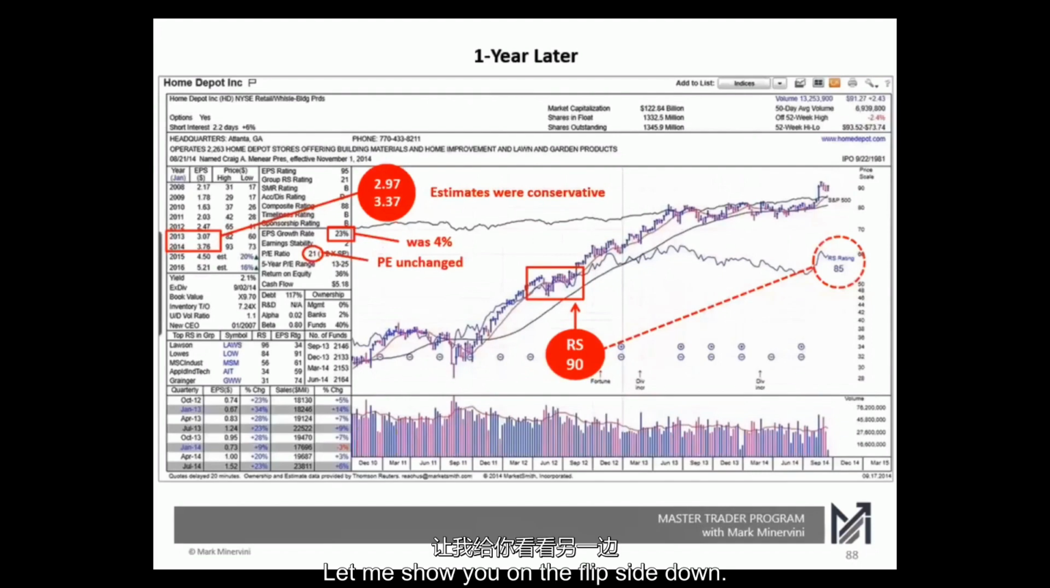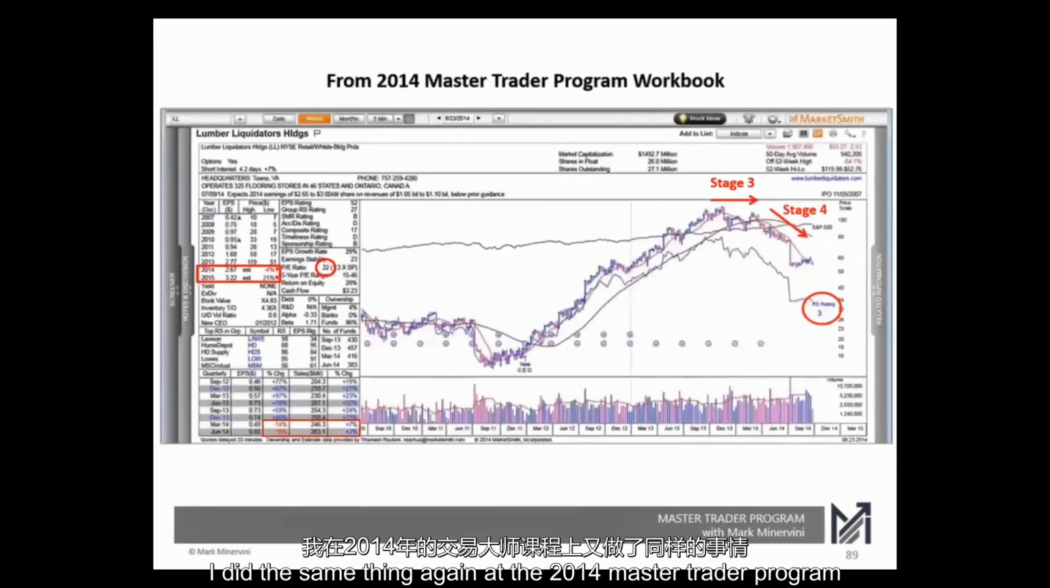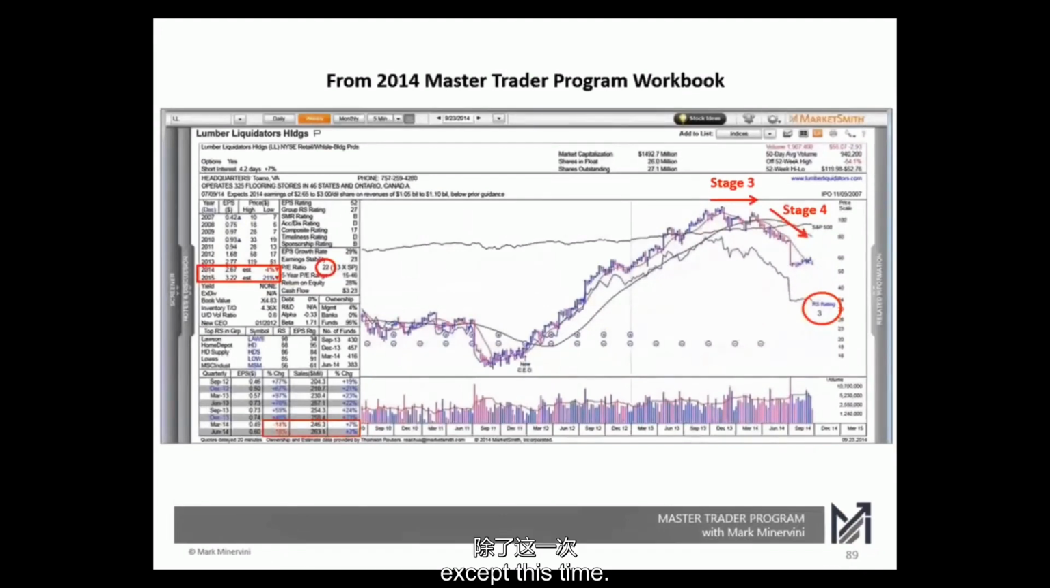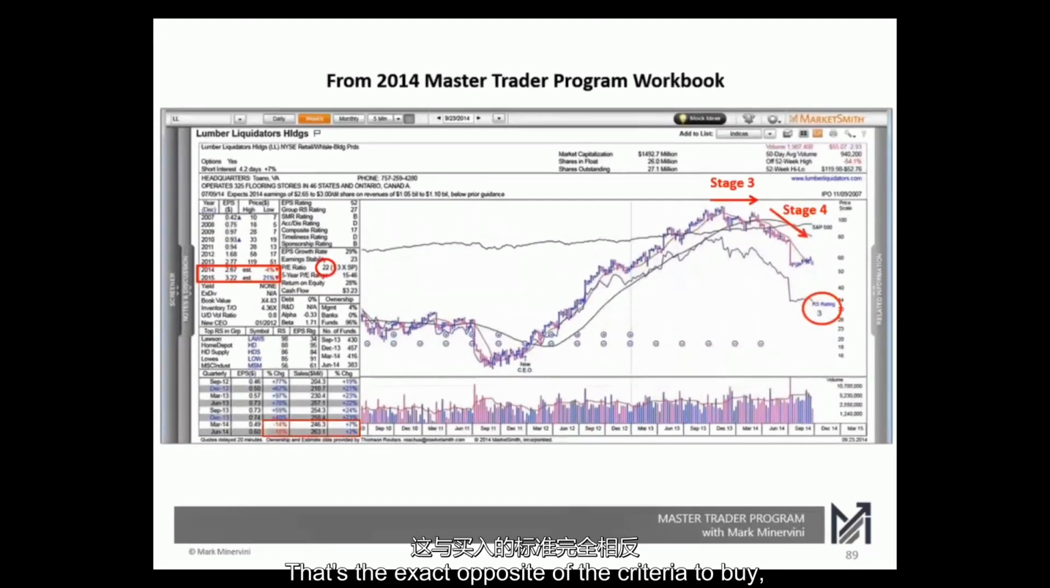All right, let me show you the flip side now. This will really drive the point home. The next year, I did the same thing again at the 2014 Master Trader Program, except this time I said, I'm going to point out a stock that I think we should avoid. That's the exact opposite of the criteria to buy, but it's in a stage 4 downtrend, and I would just avoid this stock. This is one that we don't want to be in.